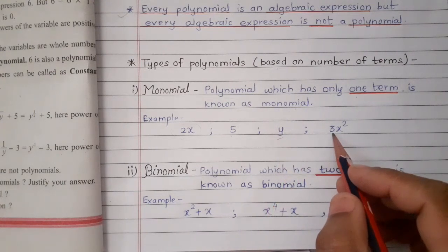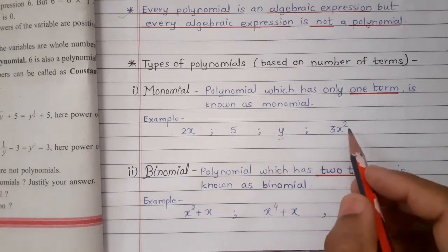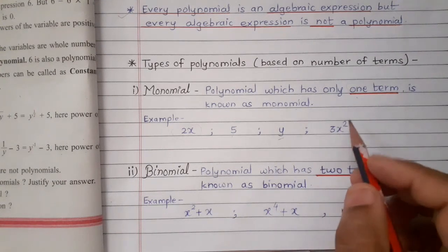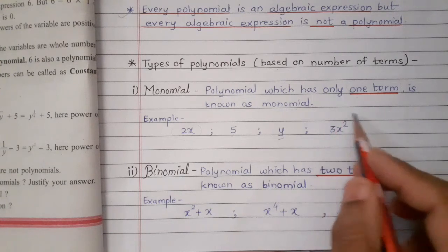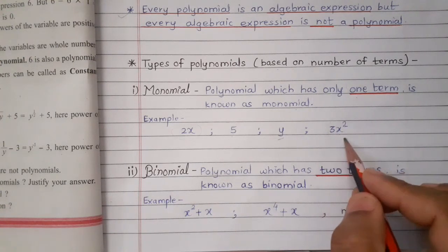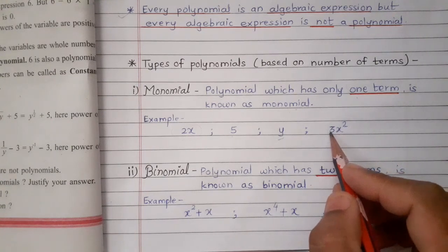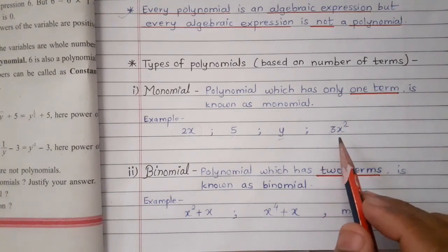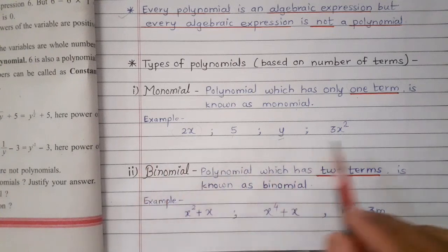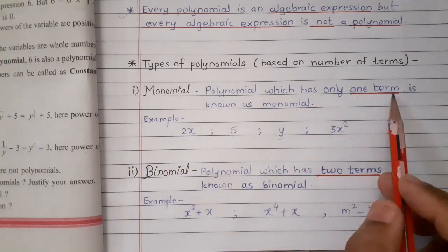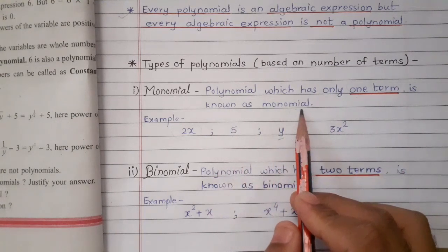The next polynomial is 3x square. Here x is the variable, 3 is the coefficient, and 2 is the power. In this polynomial 3x square, the whole thing is considered as one term, because 3 and x square are in the operation of multiplication. So 3x square is only one term. These are the examples of monomial. A polynomial which has only one term is known as a monomial.